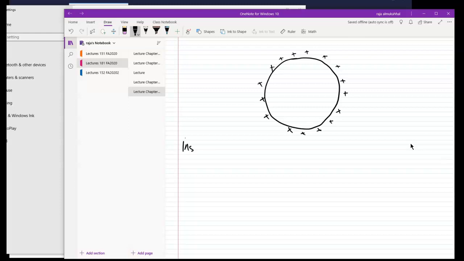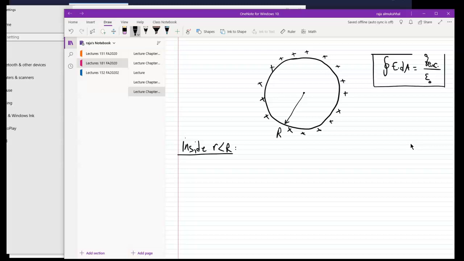And inside, what I will do, I will write it this way, r less than R. For a good reason, I'll show you why I use this symbolism. Now, maybe I forgot to mention, let's assume that the radius of the sphere is big R. Okay, that's the actual radius of the sphere. And remember Gauss's law. Let me put it here on the side. It says the integral of E dot dA equals charge enclosed over epsilon naught. Okay?